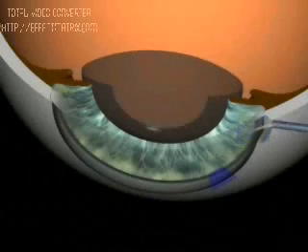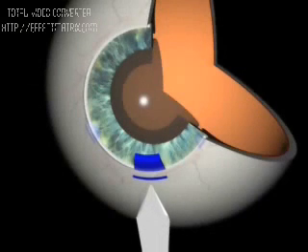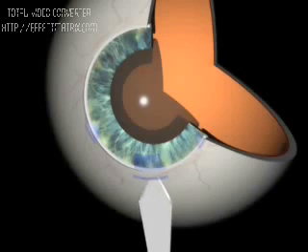Injection of viscoelastic. Once again, a viscoelastic substance is injected to fill the capsule bag for implantation of the IOL, the intraocular lens. Enlargement of incision. The incision is slightly enlarged to about 3.5 mm to facilitate implantation of the IOL.